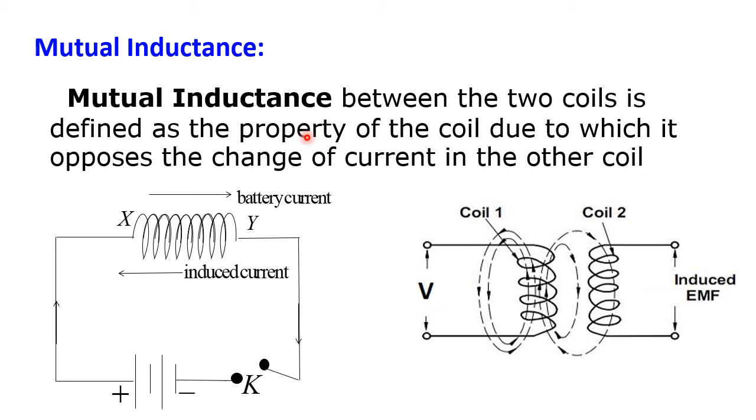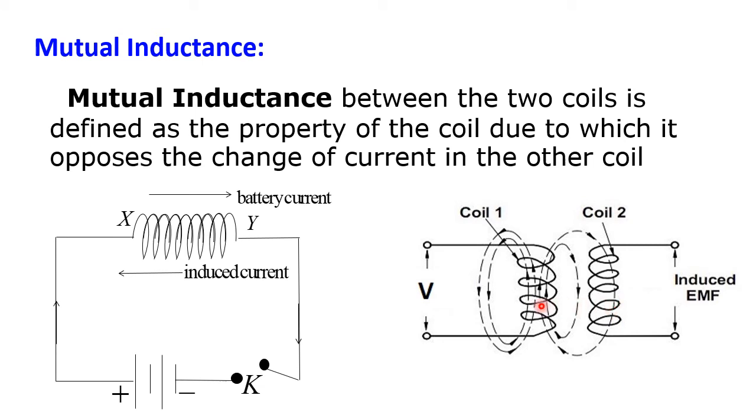Now, definition-wise, mutual induction between two coils is defined as the property of the coil due to which it opposes the change of current in the other coil. So if current passing in one coil is, for example, increasing, it doesn't like to increase, it doesn't like to decrease. The phenomenon developing in the nearby coil, that is mutual inductance. Based on this principle, the transformer works.